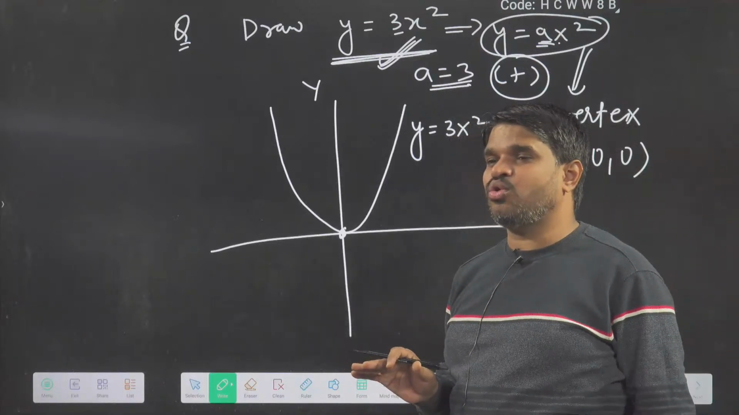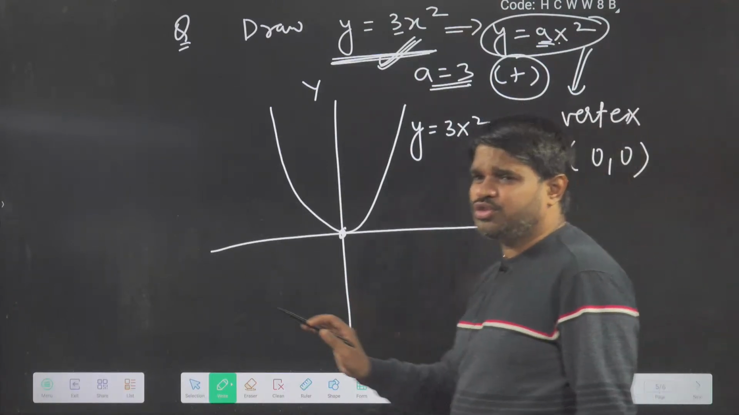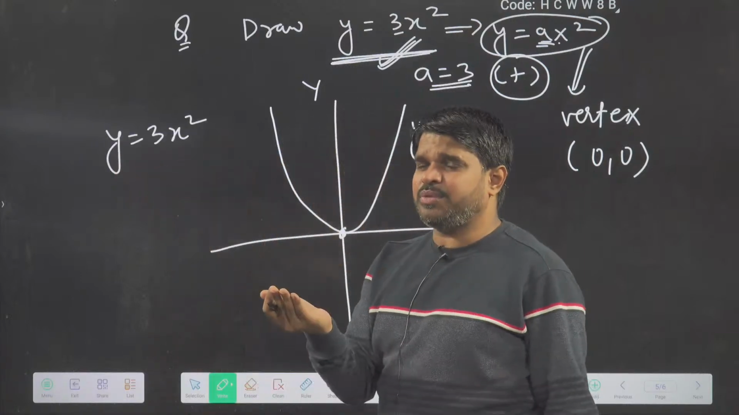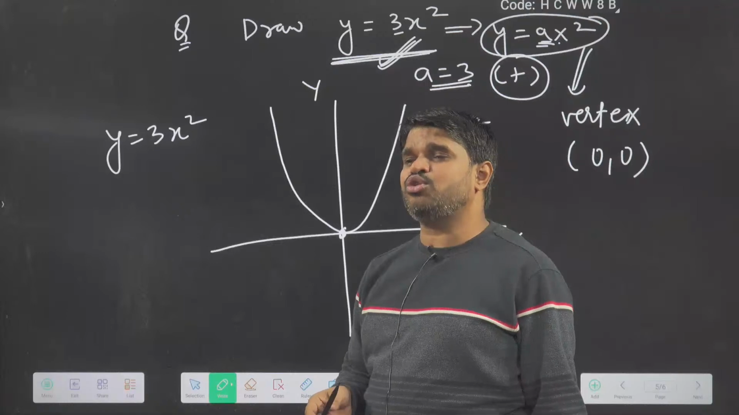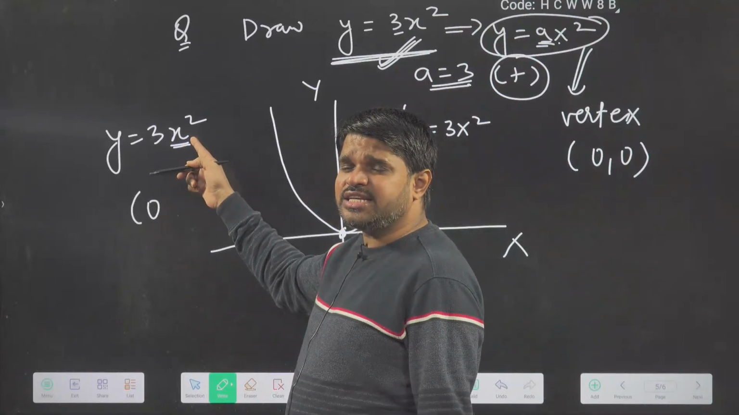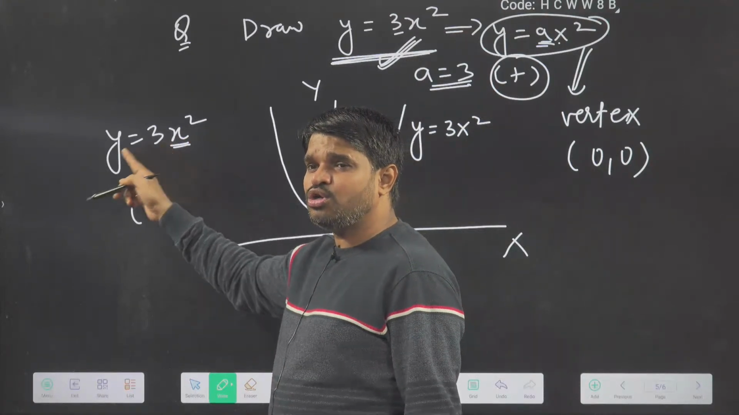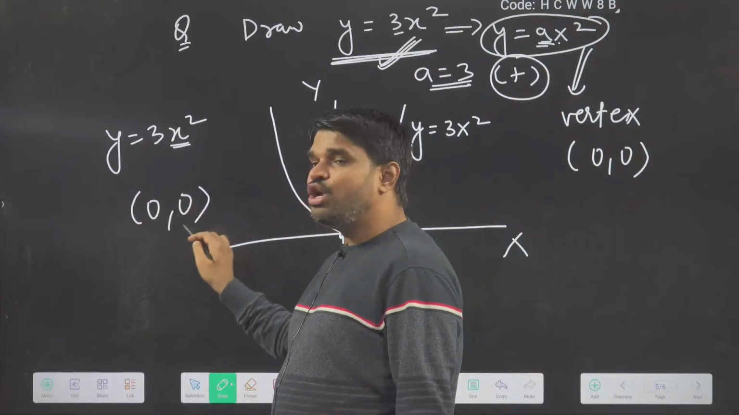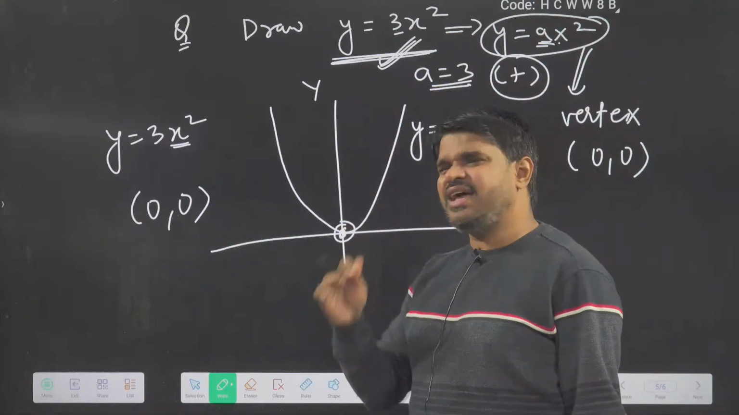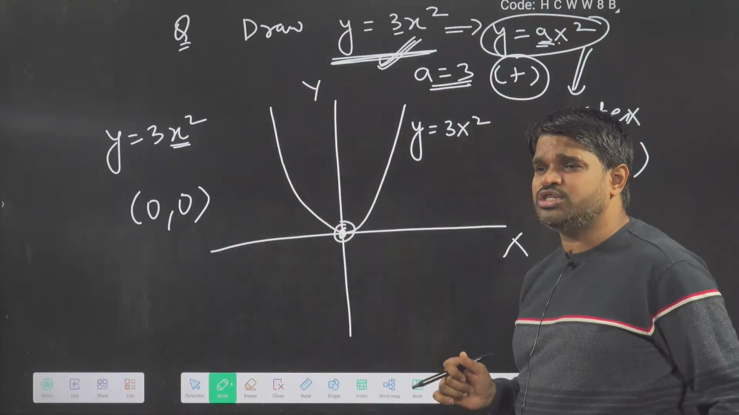Someone is asking why 0, 0. I can tell you one point: why the parabola passes through 0, 0. Put x as 0 here. If I put x as 0, what is 0 square? 0. 0 into 3 becomes 0, so y also comes out to be 0. So it will pass through 0, 0. But why necessarily that is the vertex is something deep, and we are not going there. It will definitely pass through the origin.